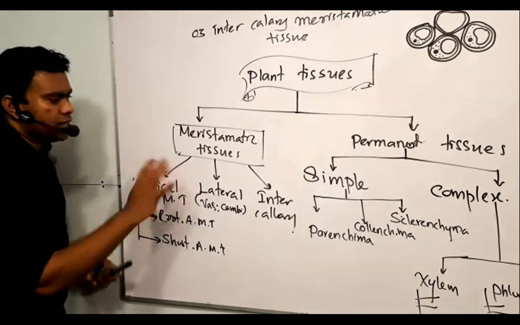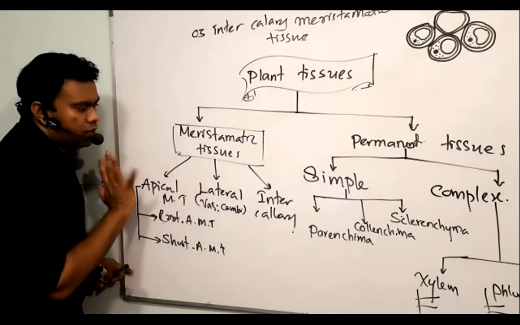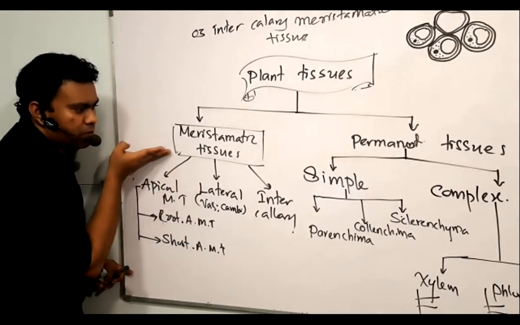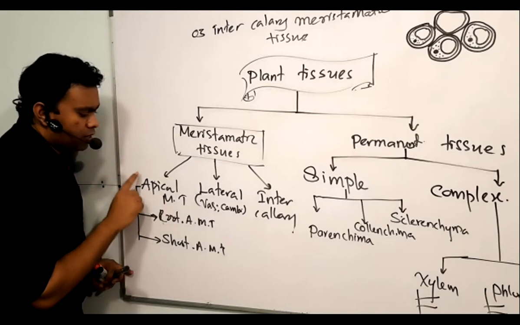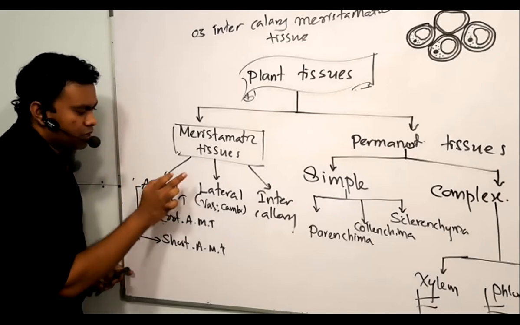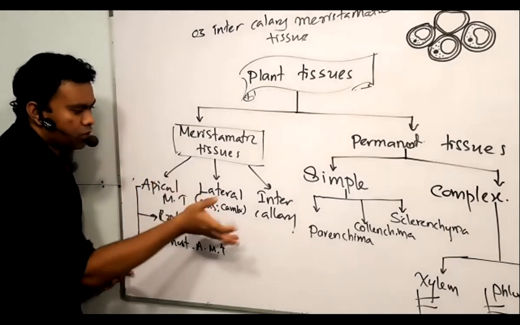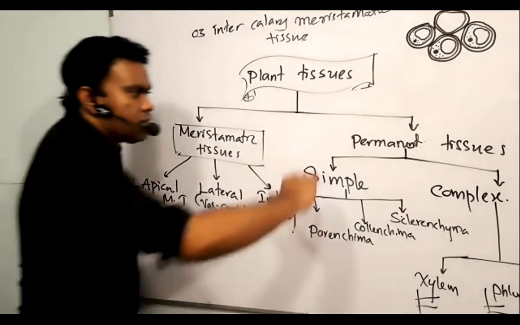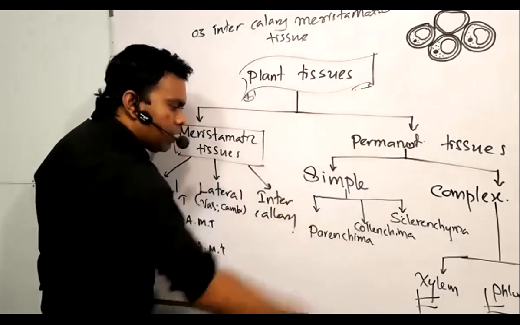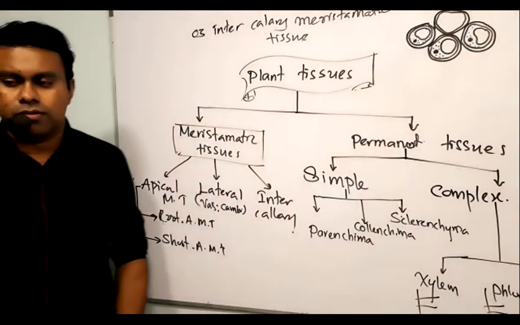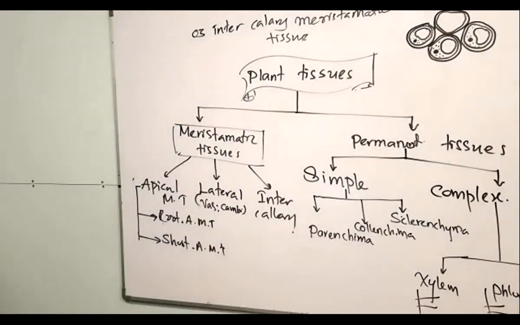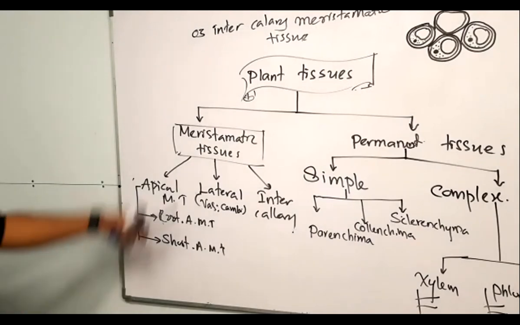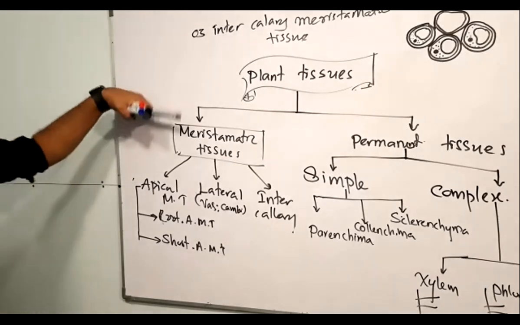We have already given a little description about meristematic tissues as apical, root apical, shoot apical, lateral meristematic tissue and intercalary meristematic tissue. So these things we have to write in brief. So you have taken this down and you have taken the print screen.